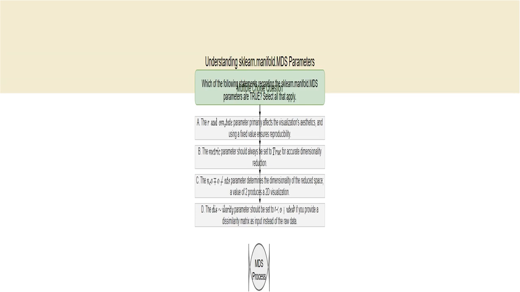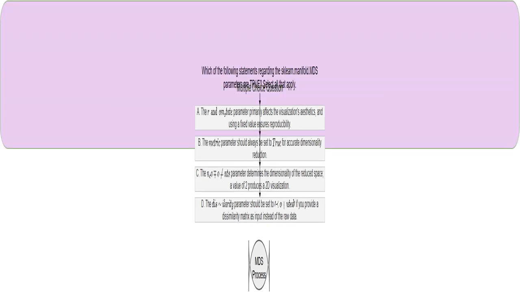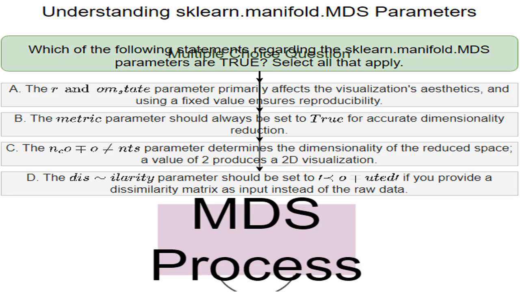I'm going to explain the multidimensional scaling, MDS, function in the scikit-learn library. MDS helps us visualize high-dimensional data by reducing it to fewer dimensions, often 2D for easy plotting. We'll focus on understanding its key parameters. This is a multiple-choice question testing your knowledge of the parameters within the sklearn manifold MDS function. The MDS process involves taking a dissimilarity matrix, representing distances between data points, or raw data, and transforming it into a lower dimensional representation while trying to preserve the distances as much as possible.